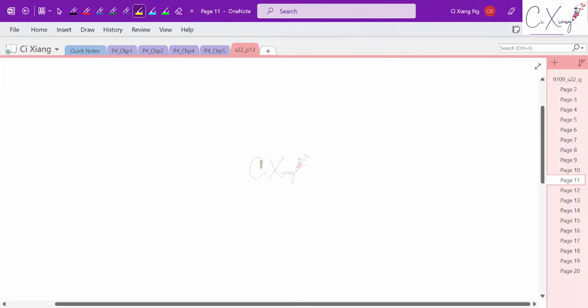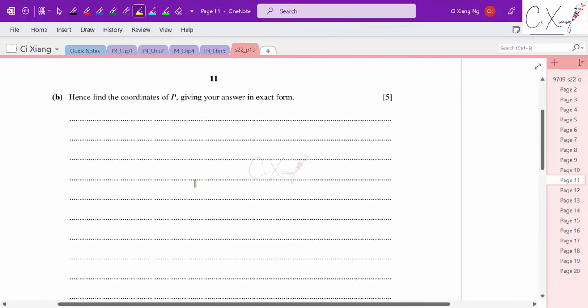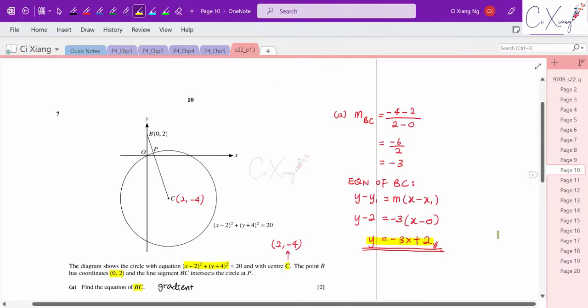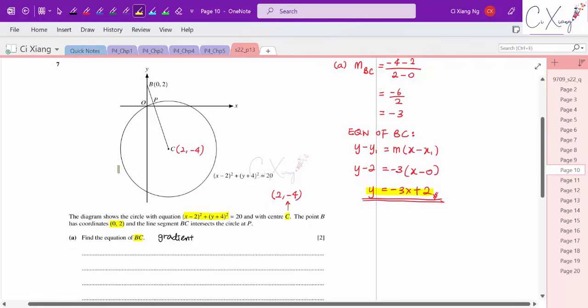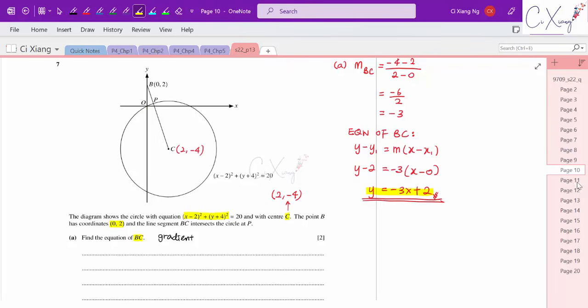Okay, so for part B, they want us to find the coordinate of P, giving your answer in the exact form. To find the coordinate for P, basically you should know that it is the intersection point between the line and the curve, right? If you have a look at the diagram again, P is actually the intersection between the line BC and also the circle.